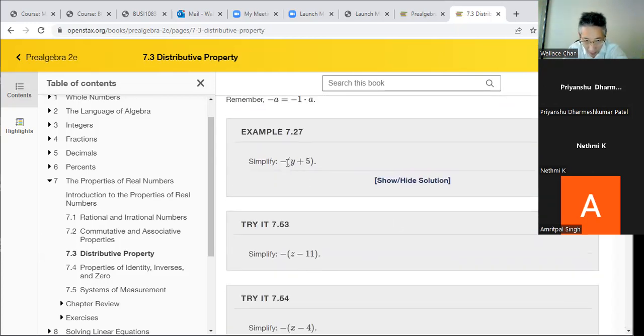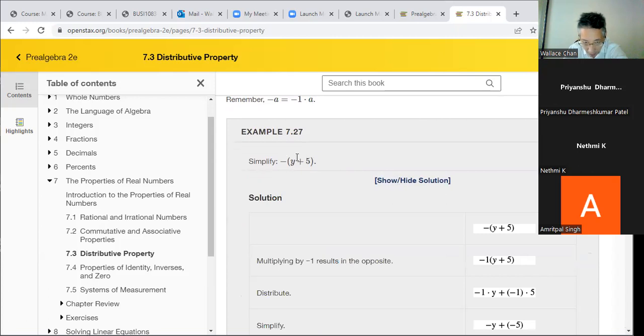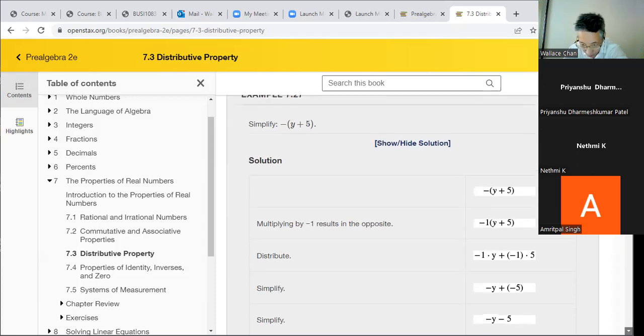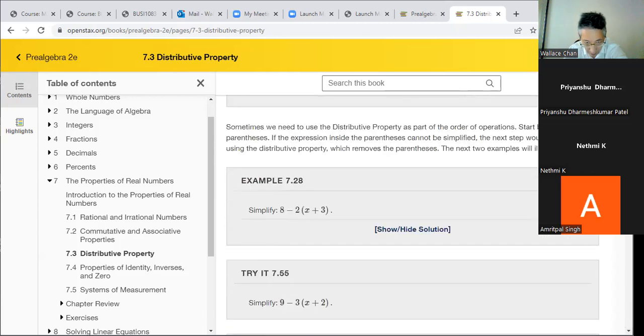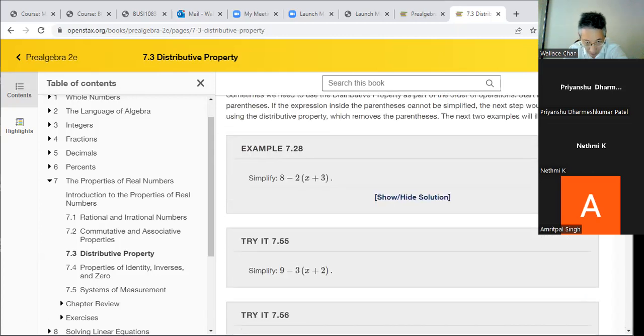Now this one is easy, right? If you have a negative sign in front, all you need to do is change the sign to the opposite one. So the first y, which is supposed to be positive y, has now been changed to negative y. And the second number, positive 5, is now changed to negative 5.